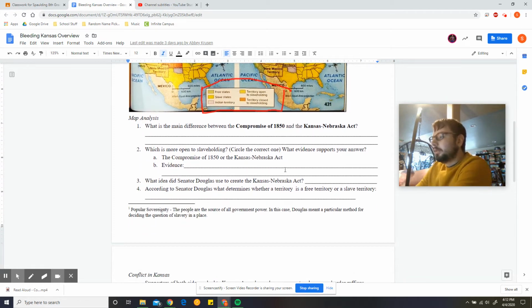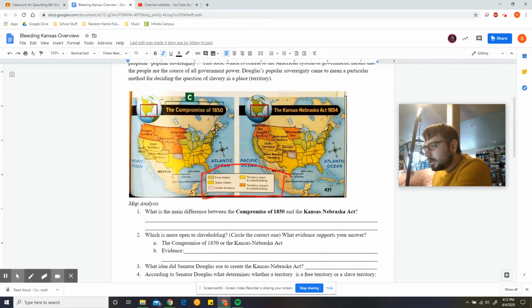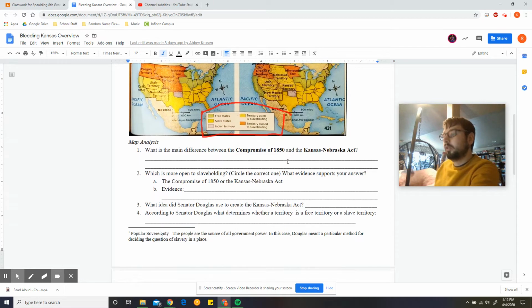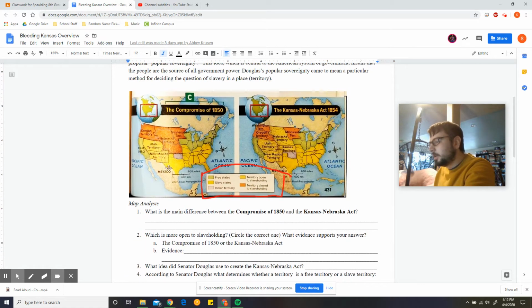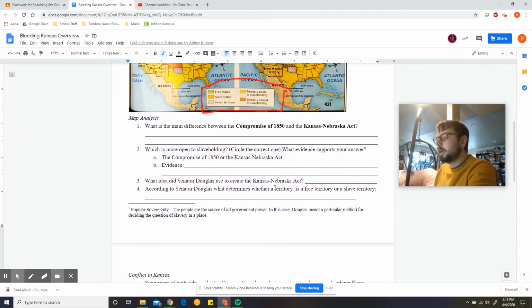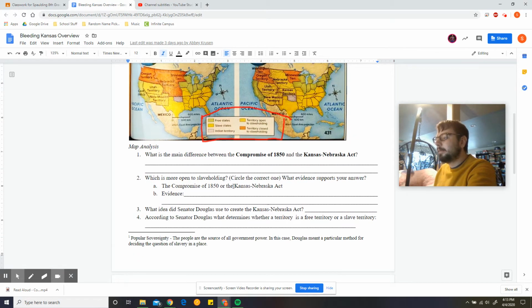So number one, what is the main difference between the Compromise of 1850 and the Kansas-Nebraska map? You are going to look at the maps and compare them. What is the biggest difference between those two? You need to determine that on your own. Number two, which is more open to slaveholding? Circle the correct one. What evidence supports your answer? For letter A, you will circle the Compromise of 1850 or the Kansas-Nebraska Act. Look back up here. Which one is more open to allowing slavery in those states and territories? Which one has more of those? Then for B, provide evidence to back up which one you picked.